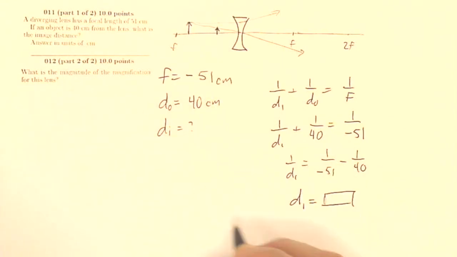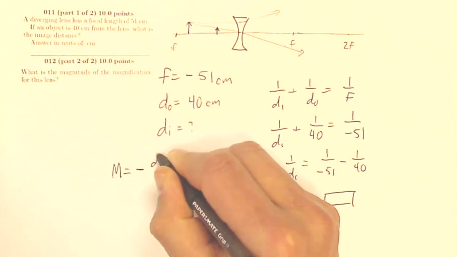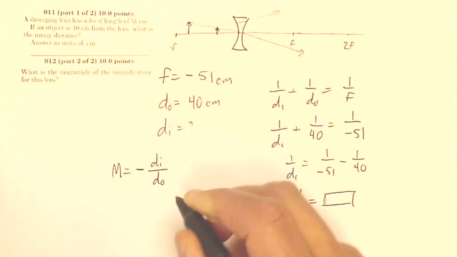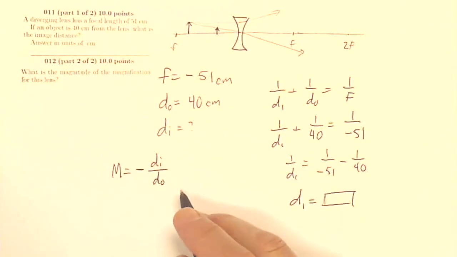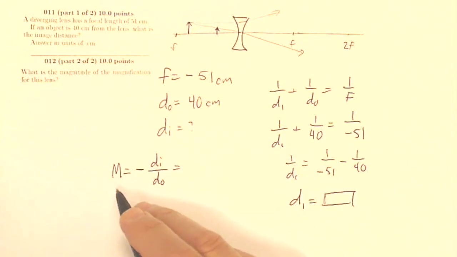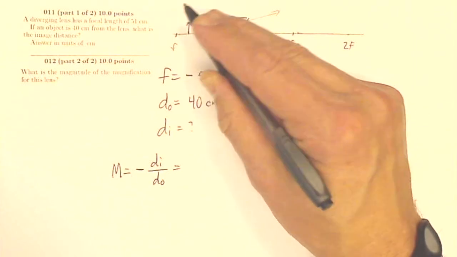But to get the magnitude, what I need is M equals negative DI over DO. That's part of my equation there. So that negative will get rid of this negative when I plug it in, and that will give me my magnification, and it should be something less than 1 but positive, because this image is going to be smaller than the object.